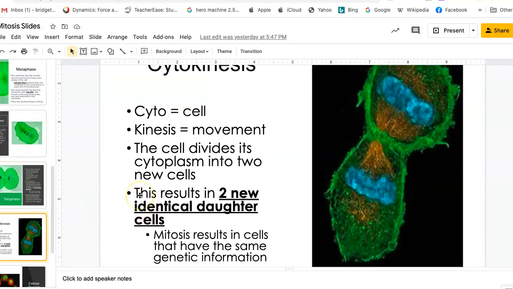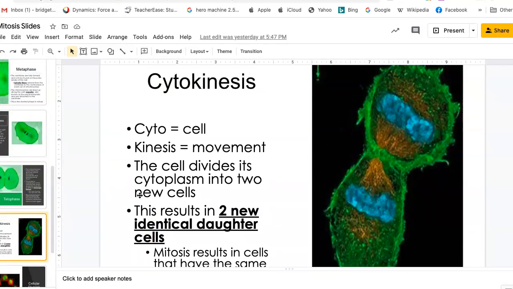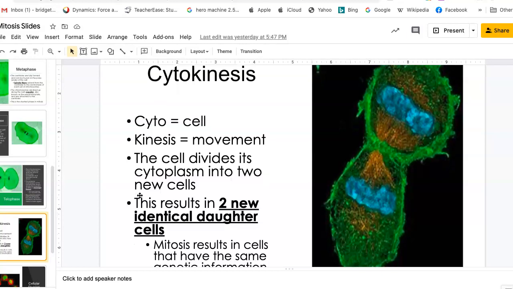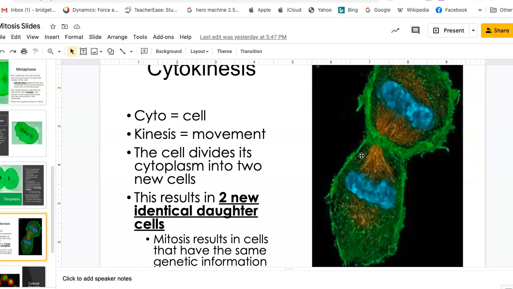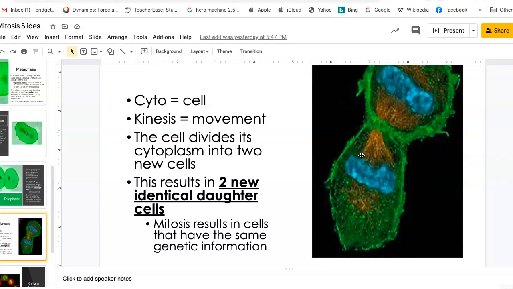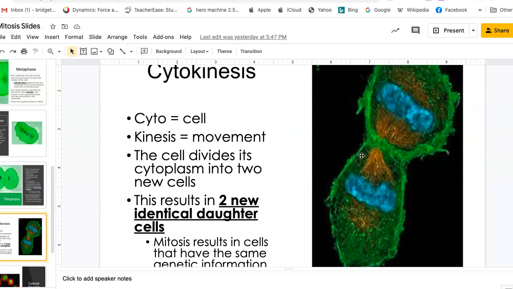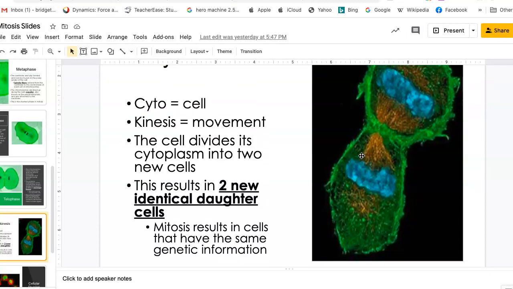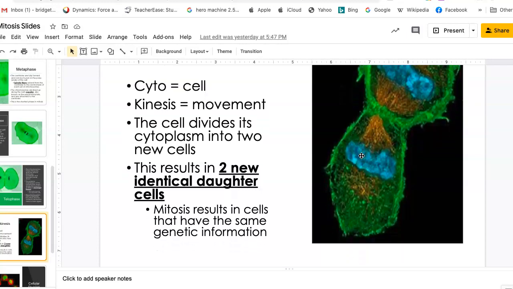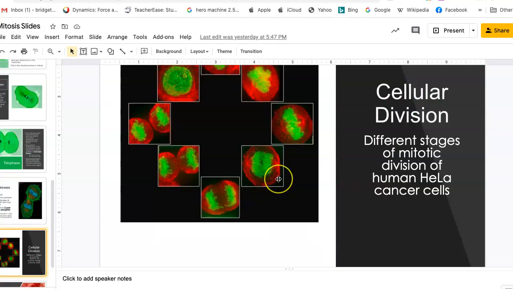And then we have cytokinesis. So cyto means cell, kinesis means movement. So we're saying, hey, the cell's moving because it's dividing into two new cells, right? Now, these two new cells are what we call daughter cells. So we had a parent cell that divided into two new daughter cells. These cells have the same amount of genetic information that their parents did. And that's important to note. They're identical to the parent. That's a very big piece to remember.